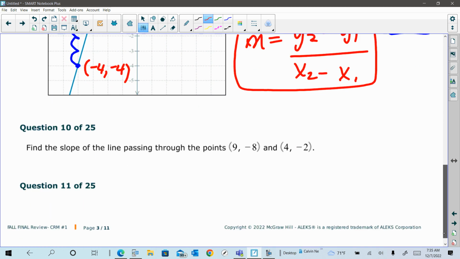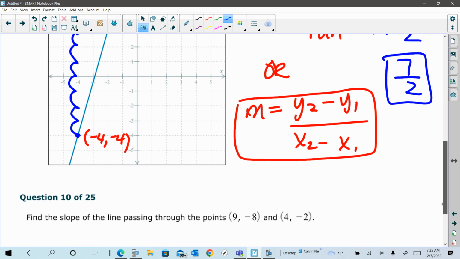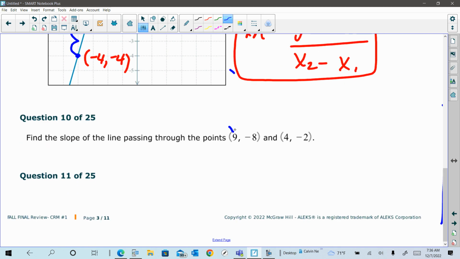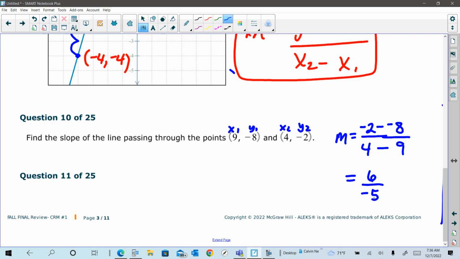So you will be given 2 points if you need to label your x1, and y1, x2, and y2. Put it in the formula. So this would end up, watch your signs, a negative 2 minus a negative 8. And then this would be 4 minus 9. When you simplify this, this becomes, keep, change, a positive 6 over a negative 5. And that is in simplified form.